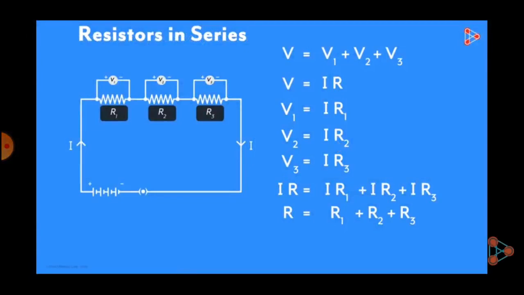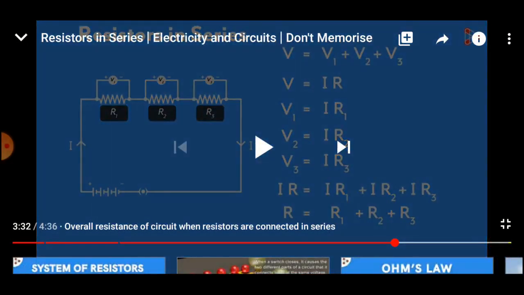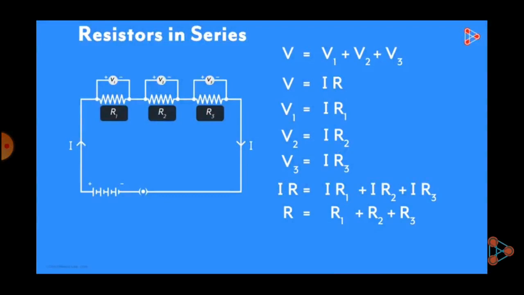So if the resistors are connected in series, then the total resistance of the circuit is the sum of the resistances of the individual resistors. So the total resistance is R, and the SI unit of this resistance is ohm, that is equal to the resistance of resistor R1 plus R2 plus R3. The total resistance R is also referred to as the equivalent resistance or effective resistance, which is equal to the sum of the resistances of the individual resistors.